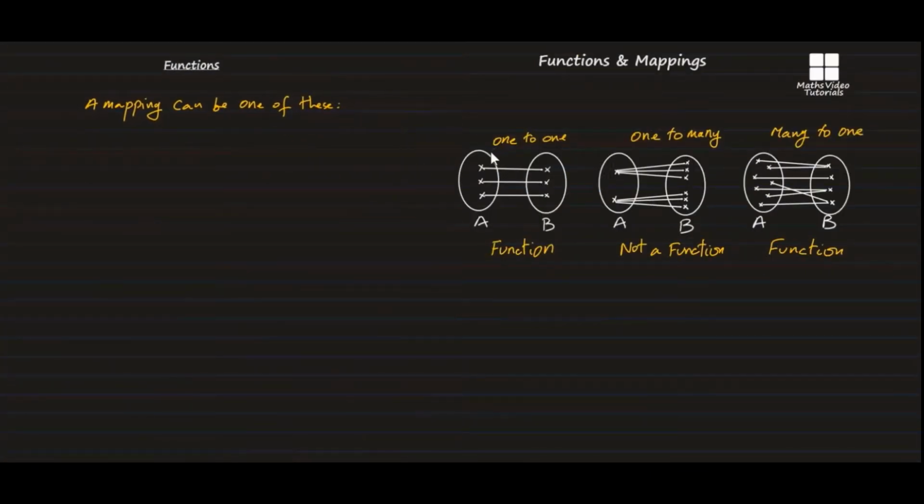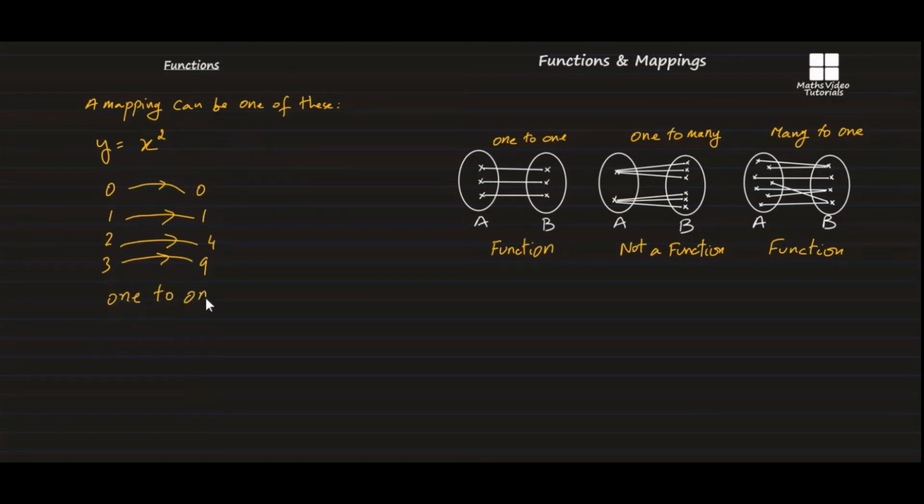So let's do a couple of examples of mappings. We're going to take a function, let's call it y equals x squared. If I give some values to the domain, 0, 1, 2, 3, that's plenty, I'm going to square these to get the values into the image. 0 squared gives us 0. That's one-to-one. 1 squared gives us 1. 2 squared is 4. 3 squared is 9. So this is one-to-one. So y is a function.